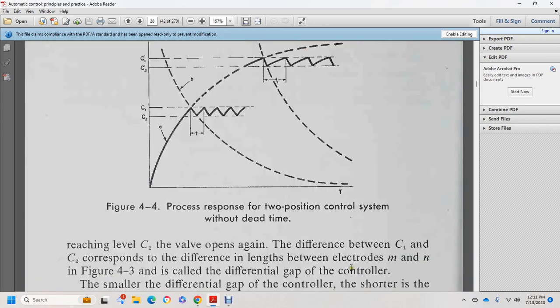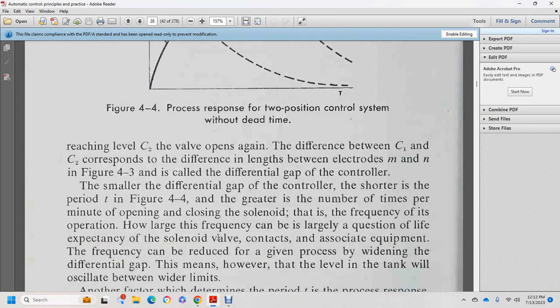Figure 4.4 shows the process with the two-position control system without dead time. On reaching level C2, the valve opens again. The difference between change 1 and change 2 corresponds to the difference in length between the electrodes in figure 4.3, called the differential gap of the control. The smaller the differential gap, the shorter the period of time and the greater the number of times per minute the valve opens and closes, which is the frequency of the operation.